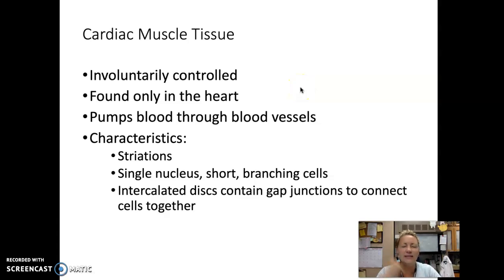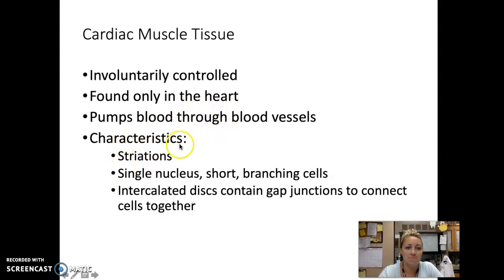For cardiac muscle, it is involuntary, meaning that you can't control it. You can't sit here and say, okay, heart, beat faster. You can do things to make it happen, but you can't directly control your heartbeat. Because of that, it's considered involuntary versus your skeletal muscles, which were voluntary. You can decide to move your arms and legs around. It's only found in the heart for pumping blood through the heart and through the blood vessels.